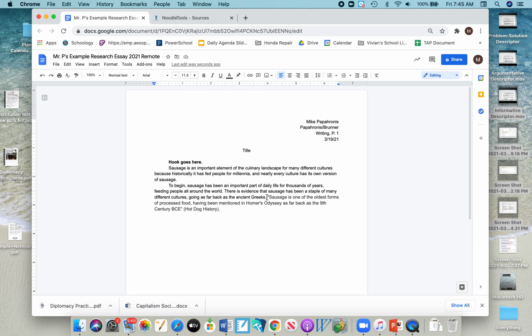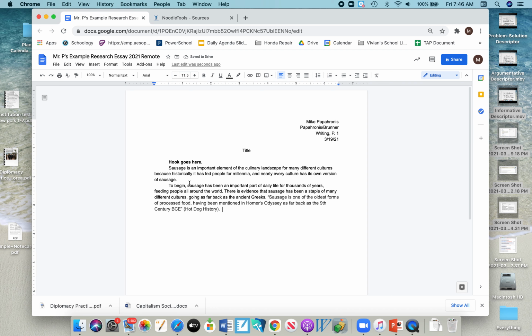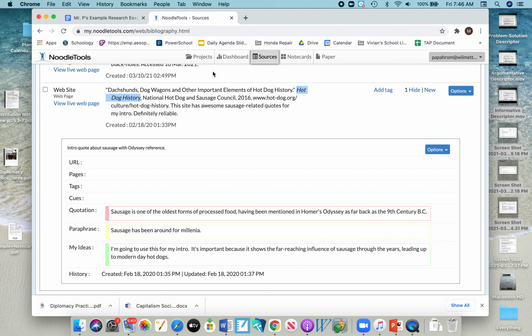Okay, sausage is one of the oldest forms of processed food, having been mentioned in Homer's Odyssey as far back as the 9th century BCE. Hot Dog History. Okay, now I want to do some analysis. I've made my claim. I've provided evidence. Now I want to do some analysis. My analysis will say, this shows the far-reaching influence of sausage throughout the years.